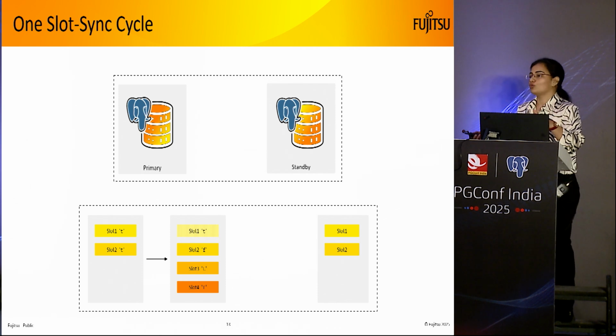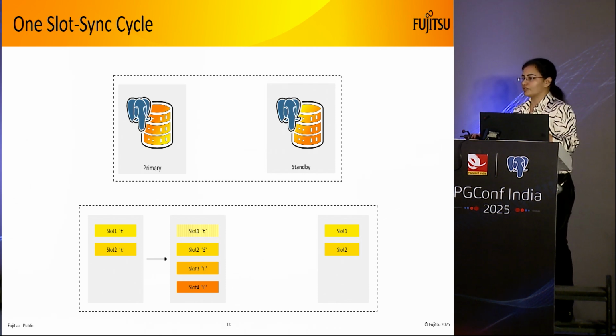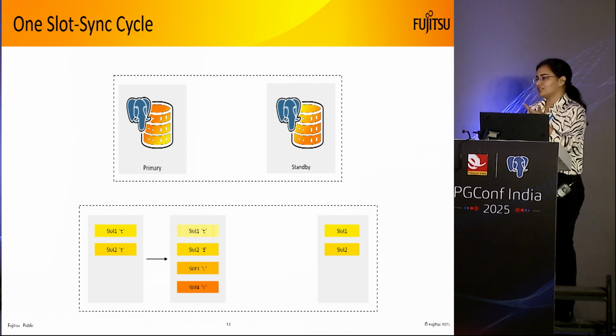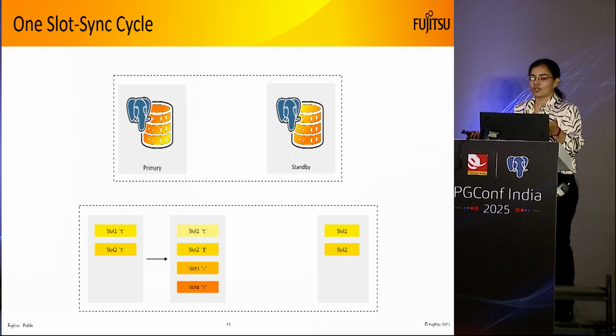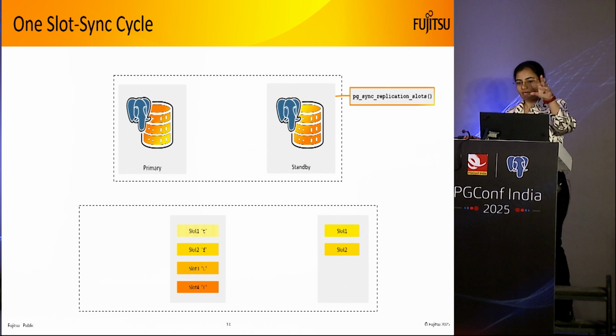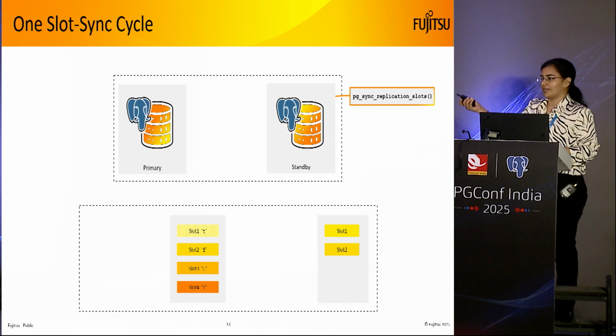But for slot 2, the failover was now set to false, and there are two new slots, slot 3 and slot 4. Slot 3 is eligible for sync, but slot 4 is not eligible for sync. So now I want to sync all this new information to the standby. To do that, I will execute this function on the standby node.